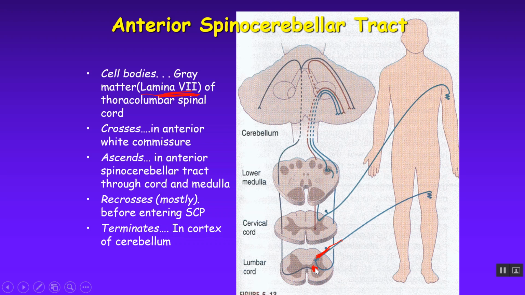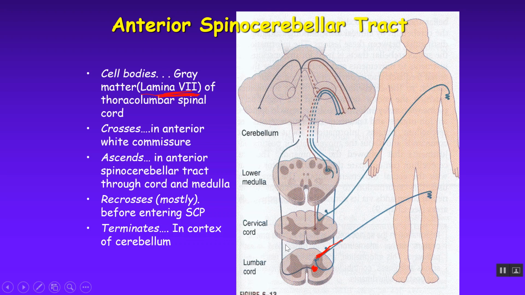So there's the cell body for it. It crosses immediately. It crosses the midline in this thing called the anterior white commissure. There's a little bit of white matter right there, right in front of that gray matter, a little tiny thing called the anterior white commissure. The axons cross over and then go into the anterior spinocerebellar tract, which is right in front of the posterior spinocerebellar tract, just a little anterior to that.